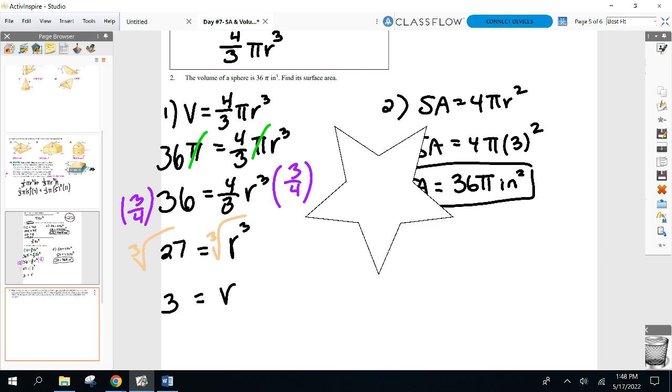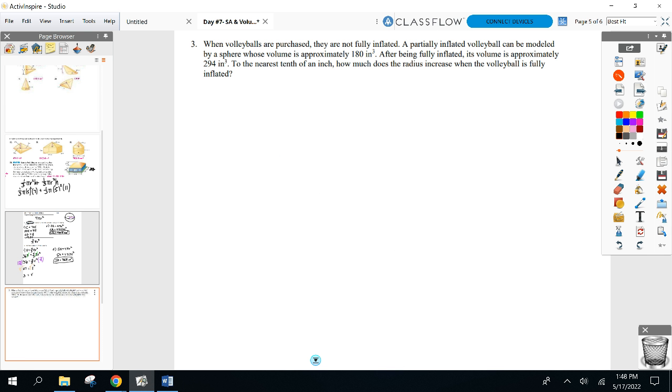All right, let's keep cranking it out here. Former Regents question alert. I think it was a part 3 question, so a 4-pointer. 2 volleyballs. We've got a partially inflated one and a fully inflated one, and I give you the volumes for each. How much did the radius increase by? All right. So let's go partially inflated first. I love this question because something's going to happen that has never happened yet in this class.